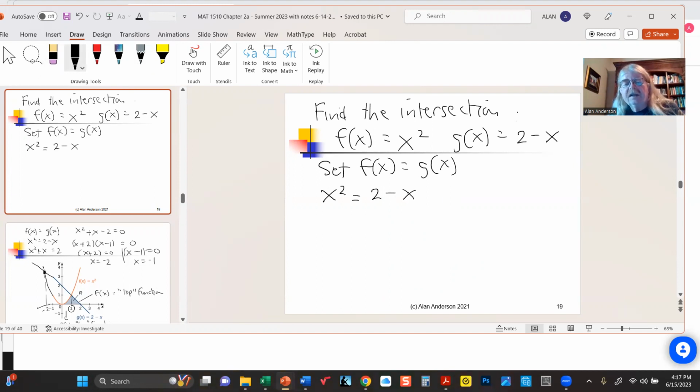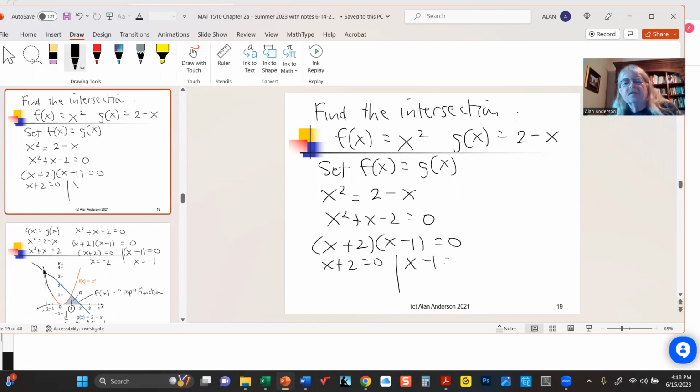Now, of course, I want to get everything on the left-hand side. I'll add the x, subtract the 2. So this is a quadratic equation. It will have two solutions. We can use the quadratic formula, or in this case, we can just factor. And that implies that x plus 2 equals 0 and x minus 1 equals 0, or x equals minus 2, x equals 1. So there's going to be 2 points where they cross.